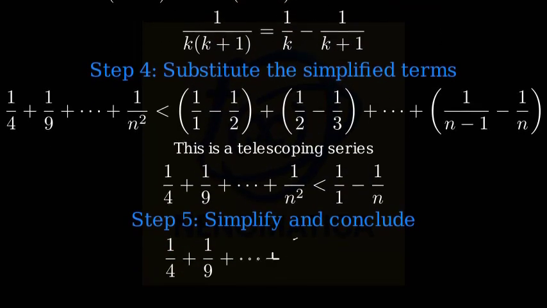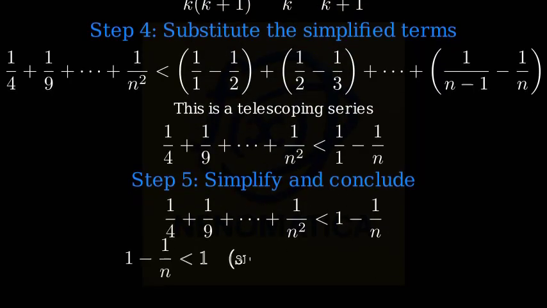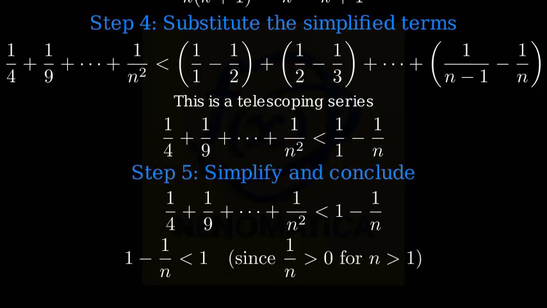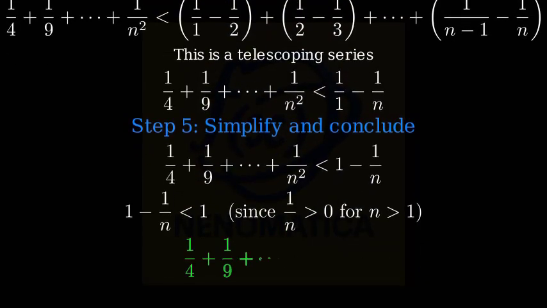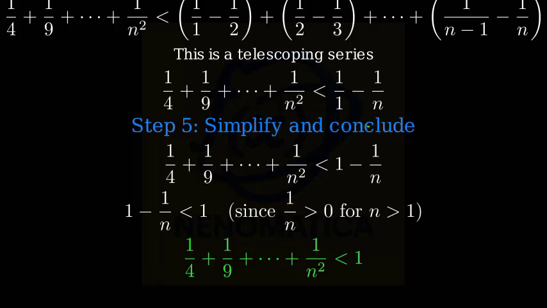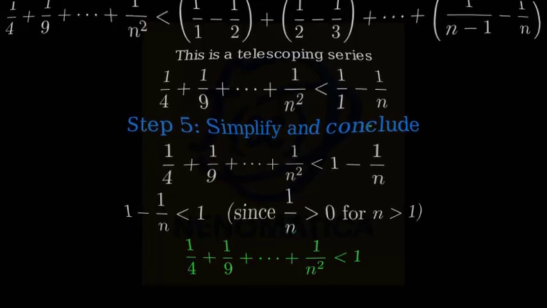1 over 1 is just 1, so our inequality becomes 1 over 4 plus 1 over 9 plus 1 over n squared is less than 1 minus 1 over n. Since n is greater than 1, the term 1 over n is positive. This means 1 minus 1 over n is less than 1. Therefore, we've proven that 1 over 4 plus 1 over 9 plus 1 over n squared is less than 1, which was our original inequality to prove.